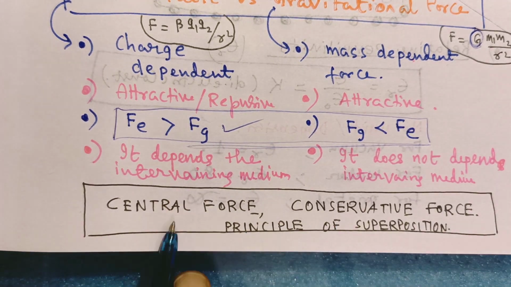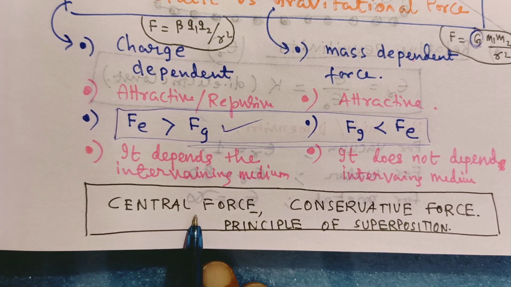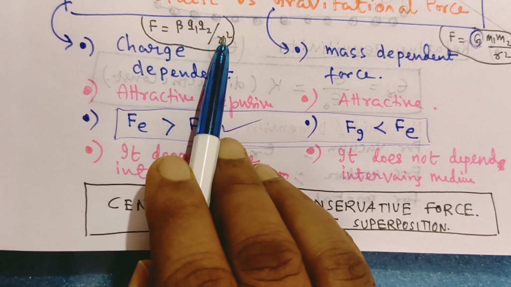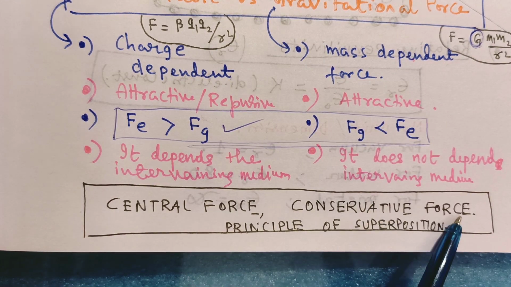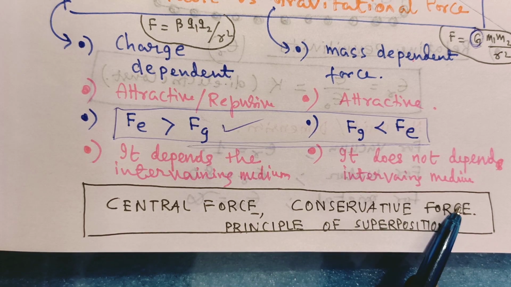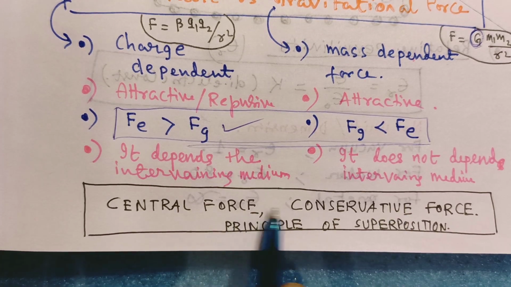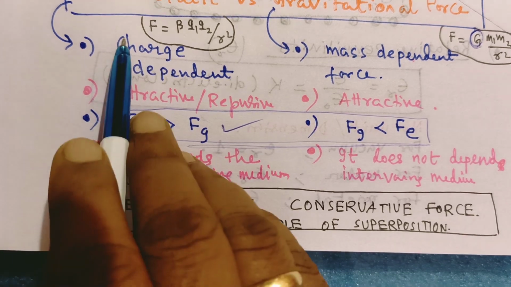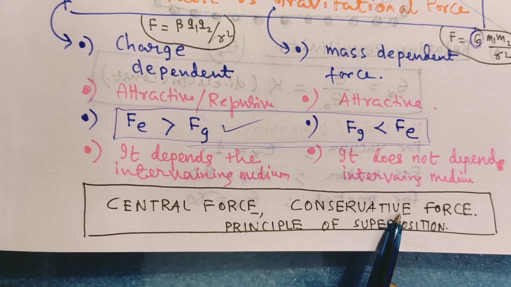Now we have to discuss the similarities between electrostatic force and gravitational force. Both the forces are central in nature because they obey the inverse square law. F is proportional to 1 by r square here, F is proportional to 1 by r square also here. Both the forces are conservative. That means the work done by the respective forces is independent of path. As both the forces are vectors, they obey the principle of superposition. These are the four similar points between electrostatic force and gravitational force.